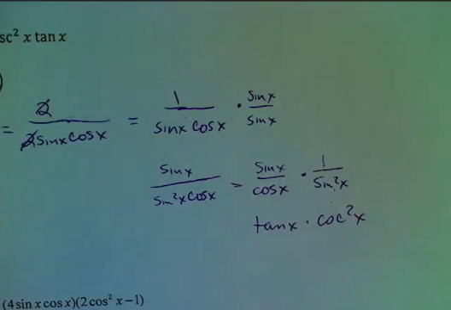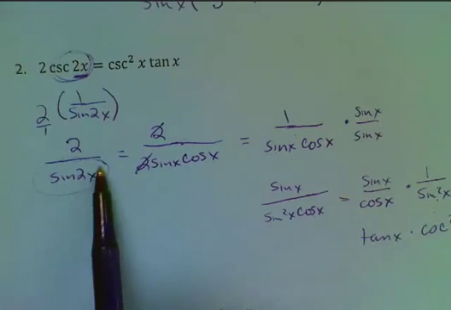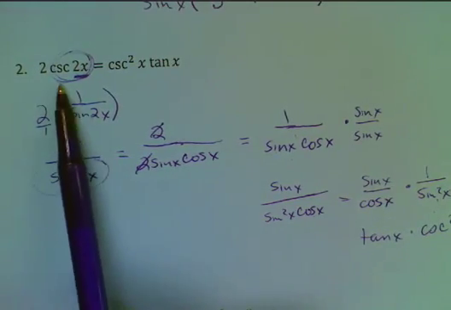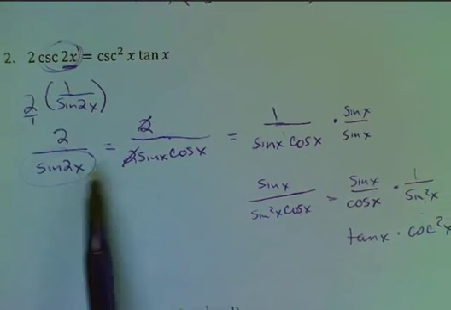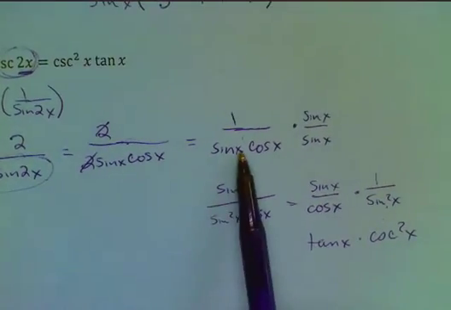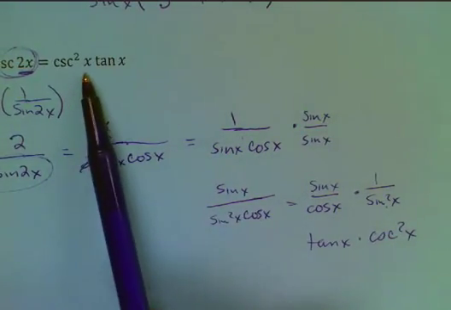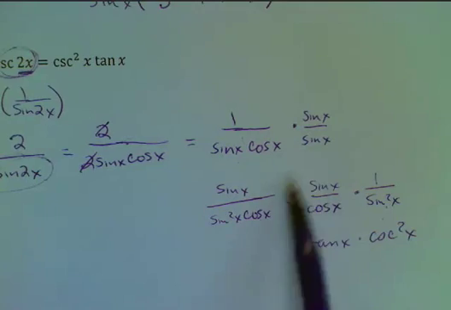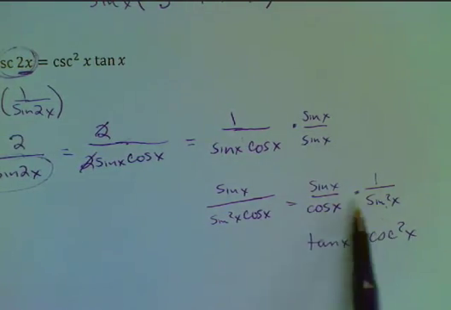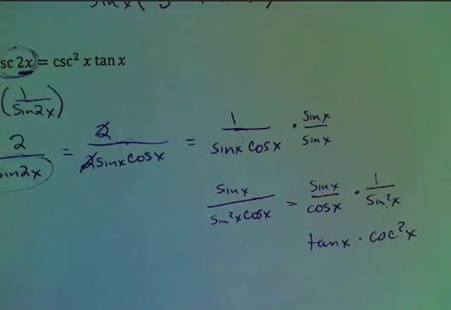And I'm done. So really this one's pretty easy, just realizing that cosecant is 1 over the sine, replacing the sine of 2x, and then realizing to get to where you want to go, you had to multiply by sine over sine, and then break it up so that you had the tangent and the cosecant.